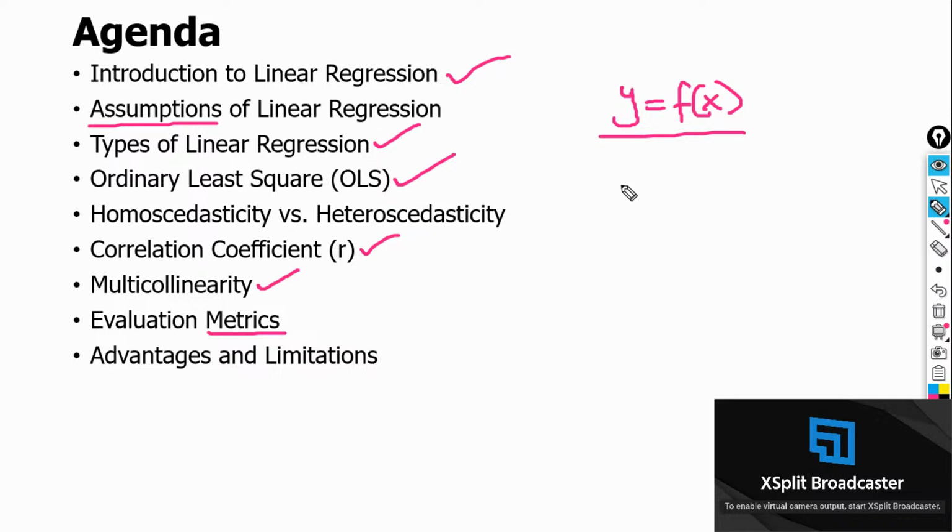These evaluation metrics will be different for classification and regression algorithms. They are not the same. What are the evaluation metrics used for evaluating a regression model? We'll learn that as part of the linear regression topic itself, and finally the advantages and limitations of linear regression. This session will be very useful if you want to work on any project which has continuous data as output. If you are going to predict a continuous variable, we are supposed to use regression.